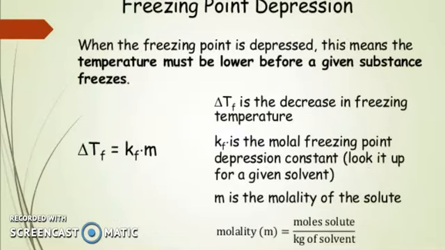Freezing point depression: the freezing point is depressed. This means the temperature must be lower before a given substance freezes. Del Tf is the decrease in freezing temperature, Kf is the molal freezing point depression constant, and m is the molality. Again, molality is temperature independent. It is moles of solute per kg of solvent.